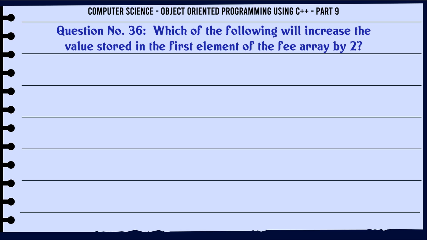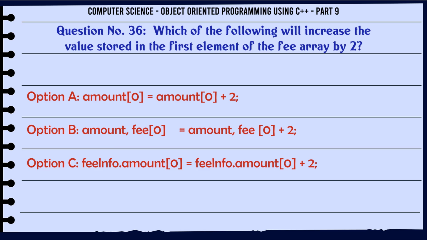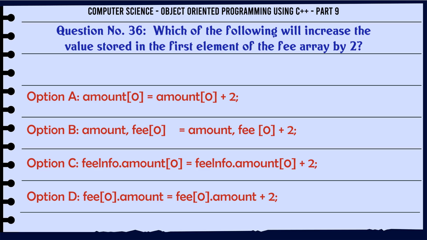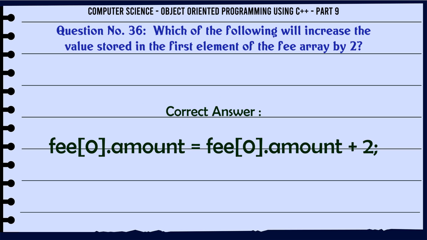Which of the following will increase the value stored in the first element of the phi array by 2? A. amount[0] = amount[0] + 2. B. amount[phi[0]] = amount[phi[0]] + 2. C. phi[4].amount[0] = phi[4].amount[0] + 2. D. phi[0].amount = phi[0].amount + 2. The correct answer is phi[0].amount = phi[0].amount + 2.